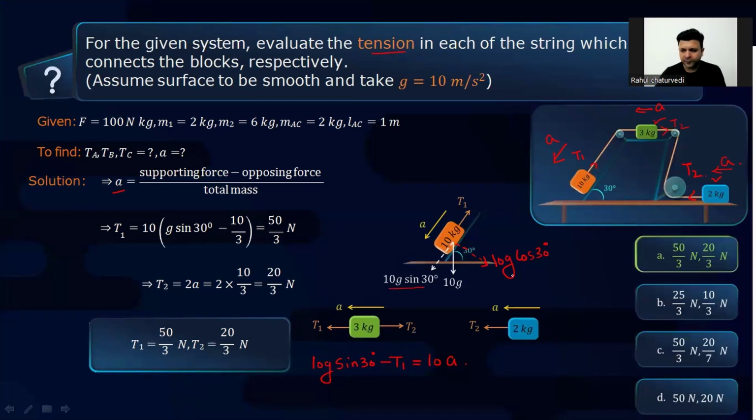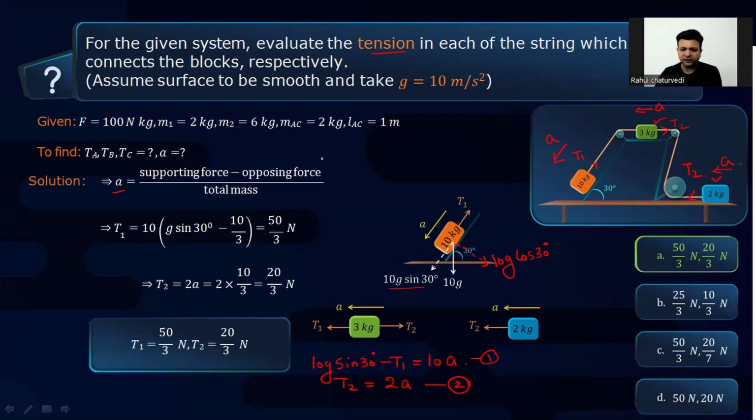So for this 2 kg block, you can see that only one force, T2, is acting towards the right direction. So T2 will be equal to, again, mass is 2 and acceleration will be the same, 2a. So we have two equations. By solving equations 1 and 2, we can easily find out T1 and T2.